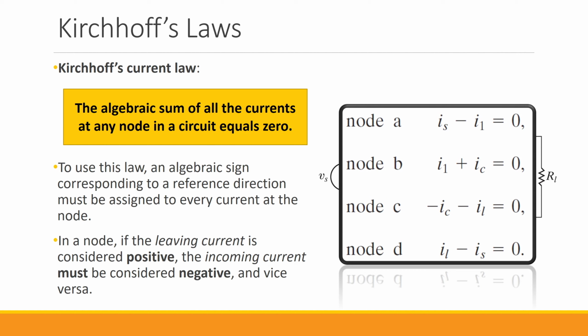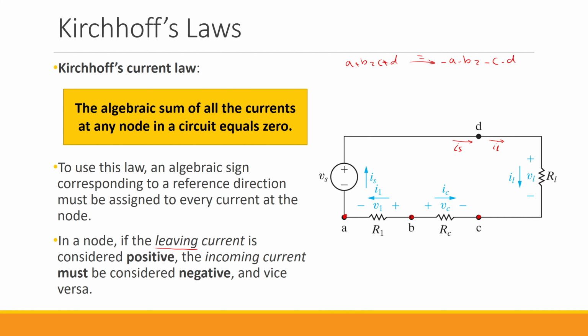So based on this, we can come up with the individual equations. Let's go over them one by one. For this, I assume that any current that is leaving the node is considered with a positive sign, and any current that enters the node is considered with a negative sign. Let's go node by node. I start with node A.